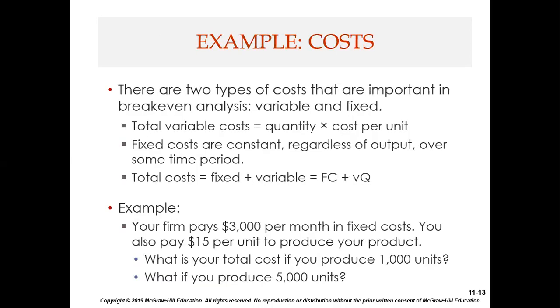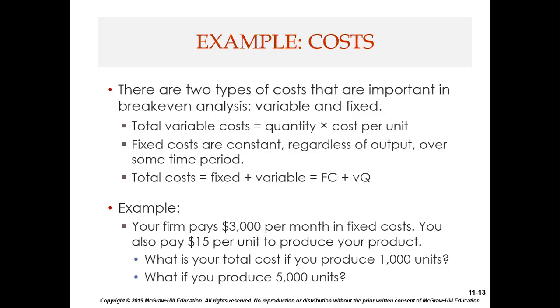So let's say you have two types of costs. First of all, there are two types of costs that are very important. We've already talked about them, variable and fixed. Variable costs change as quantity sold changes, whether it's increasing or decreasing. Fixed costs are constant, regardless of how much output there is. So total cost always equals fixed plus variable cost, and we show you the abbreviations we use, where variable cost is variable cost per unit times quantity.